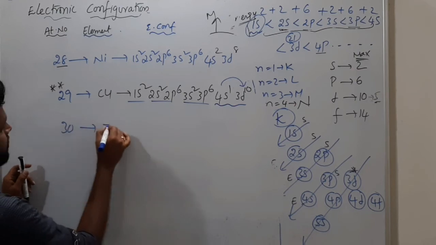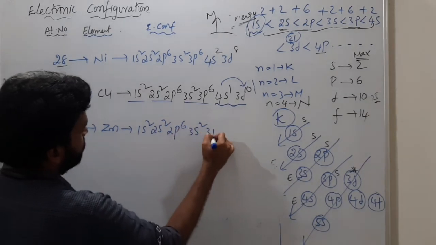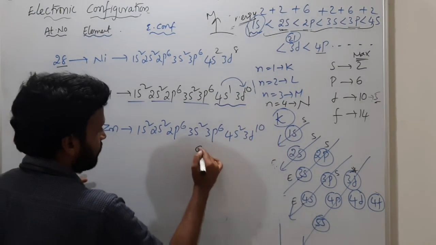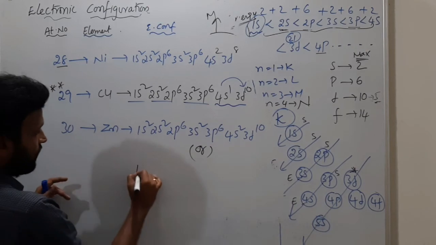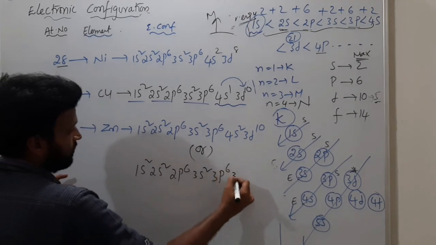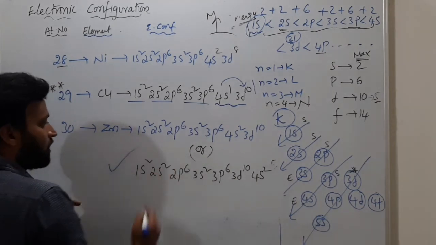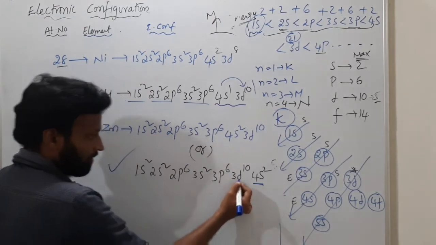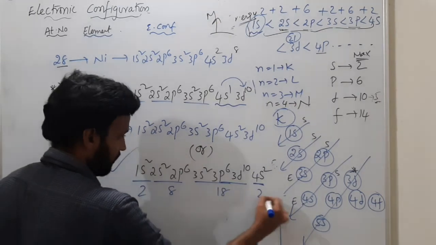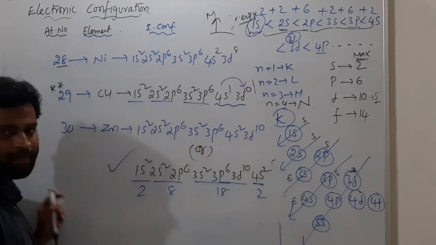Next, 30 is zinc. Its configuration is 1s2, 2s2, 2p6, 3s2, 3p6, 4s2, 3d10. The same configuration you can write like this: 1s2, 2s2, 2p6, 3s2, 3p6, 3d10, 4s2. In a few books they represent it like this. This is also correct, but in filling, after 4s only we will fill 3d. Shell wise they represent it like 2, 8, 18 and 2 for zinc, but don't remember it like this. Remember subshell wise only.